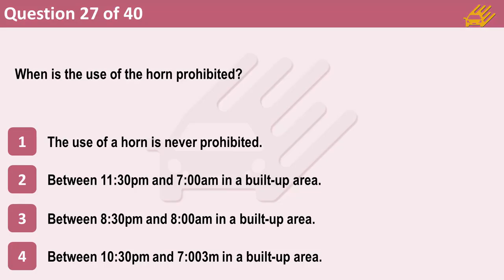When is the use of the horn prohibited? 1. The use of a horn is never prohibited. 2. Between 11:30 p.m. and 7 a.m. in a built-up area. 3. Between 8:30 p.m. and 8 a.m. in a built-up area. 4. Between 10:30 p.m. and 7:00 a.m. in a built-up area.